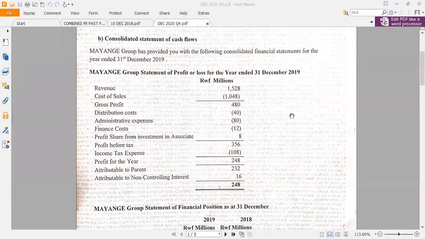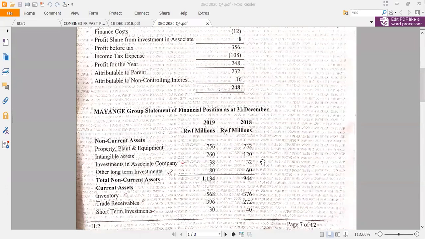So we have finance costs, profit share. Take note of profit share from investment in associate. It is a new item that was not there before. Next we go profit before tax, income tax expense, profit for the year. Take note of what profit goes to the parent. The profit that goes to the parent is 232. Attributable to non-controlling interest is 16.